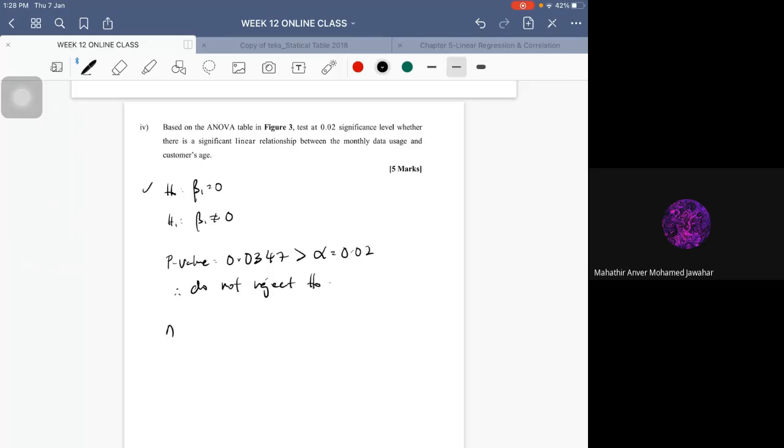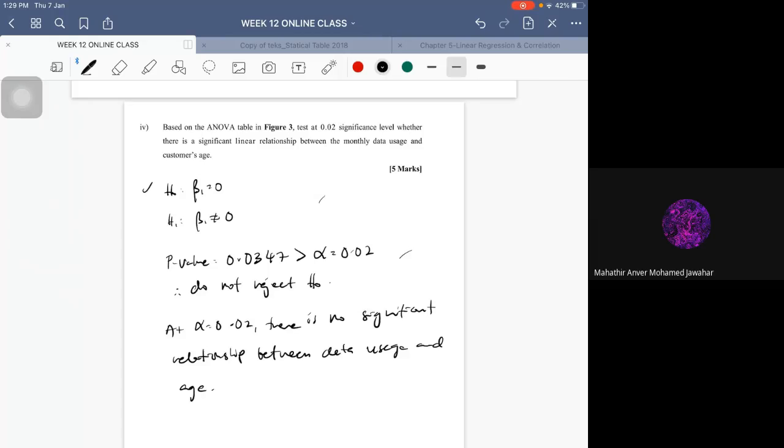So therefore, we can say that at alpha equals 0.02, there is no significant relationship between data usage and age. Basically, those two have no relationship between each other. So you cannot use data usage to predict age and vice versa. So that doesn't apply for this case. By just having all this written, you will get 5 marks.